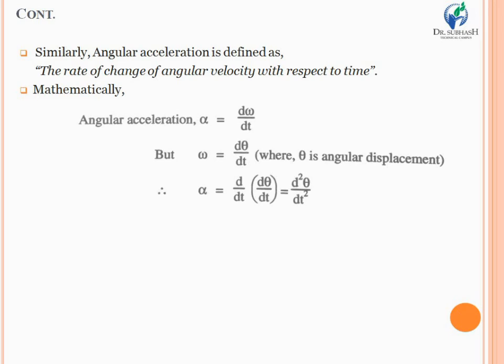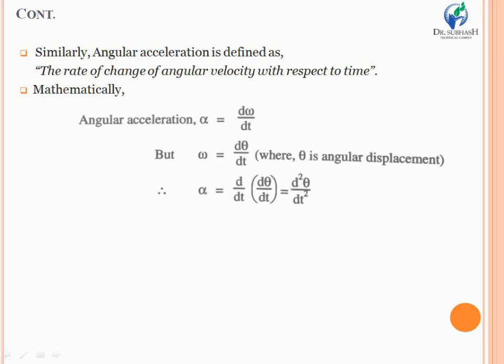Similarly, you can have the definition and understanding of angular acceleration. Angular acceleration is defined as the rate of change of angular velocity with respect to time. Just put angular velocity in place of linear velocity. Angular acceleration is known as alpha, and it is d omega upon dt, where d omega is the change in angular velocity, not linear velocity. Kindly note that in angular acceleration you have to take the change of angular velocity with respect to time.